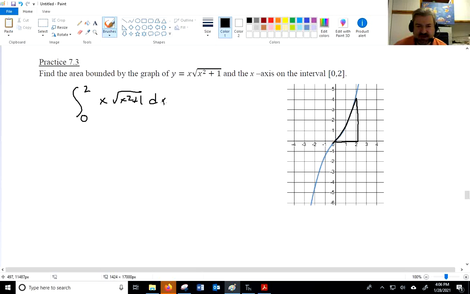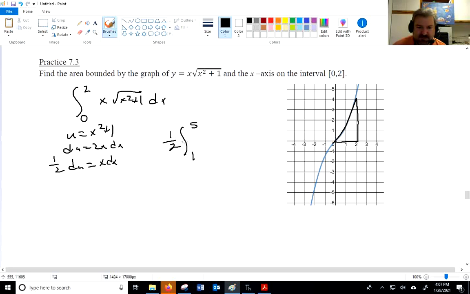Make sure you put your dx. We'll let u equal x squared plus 1, so du equals 2x dx, which tells me that 1/2 du equals x dx. So this is the integral from... oh, not from 0. 0 squared is 0, but plus 1, so 1. Then 2 squared is 4, plus 1 is 5.